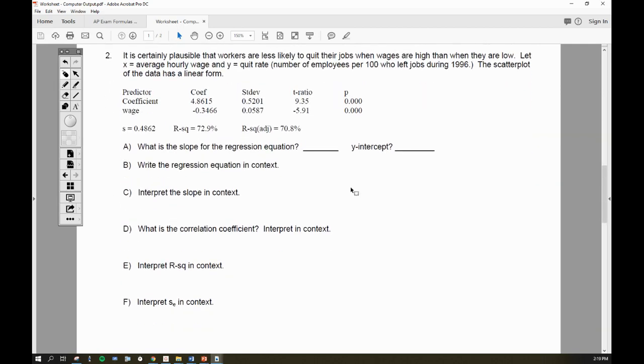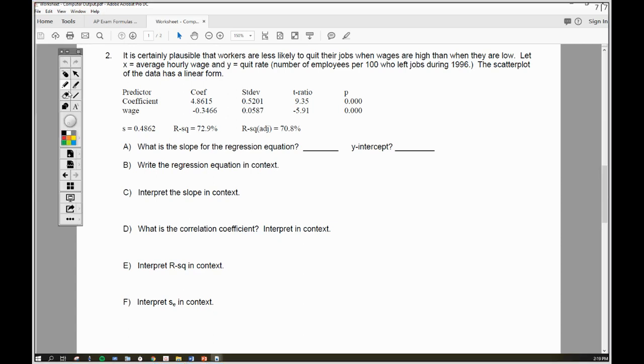Number 2, certainly plausible that workers are less likely to quit their jobs when wages are high than when they're low. So let X equal the average hourly wage and Y equal quit rate. This is happening right now, as a matter of fact. As wages go up and jobs are more plentiful, people are more likely to quit the crappy job they had and look for a better one.